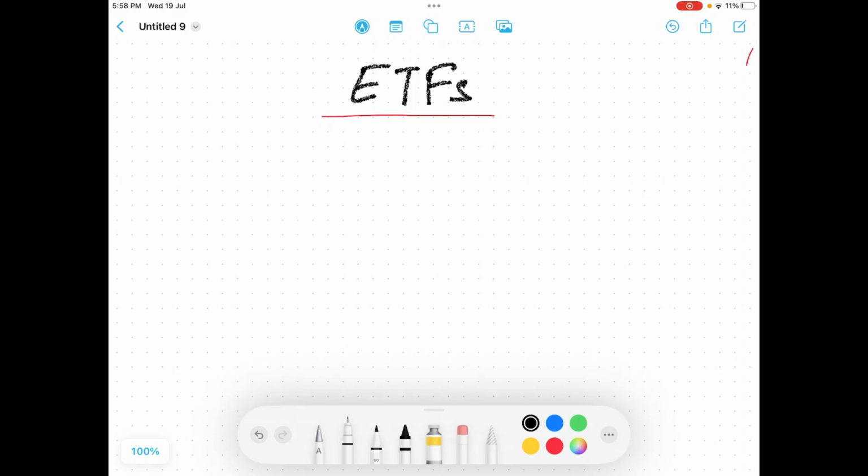Today we'll be learning about ETFs. So basically, what is an ETF, what are the benefits of it, how you can invest in ETFs, and what are the different types of ETFs available in the market.